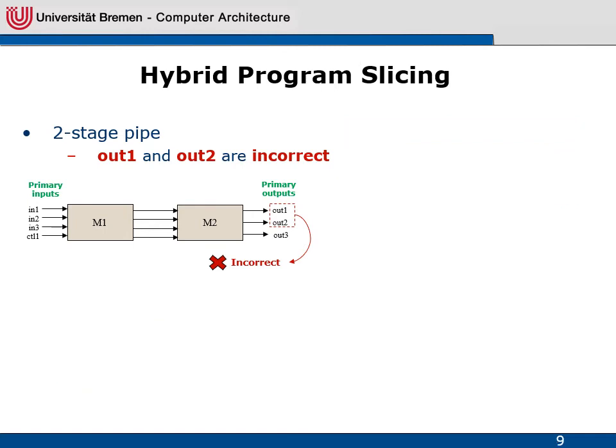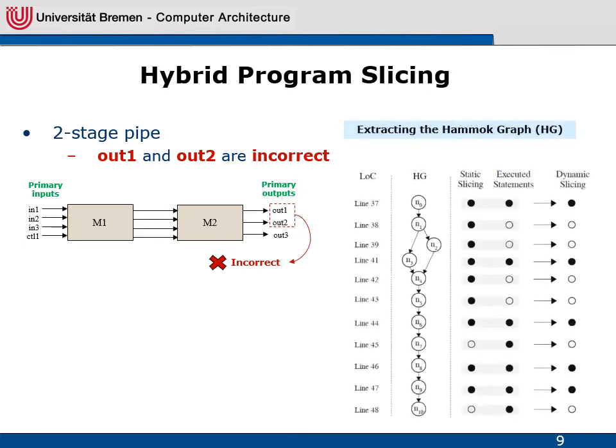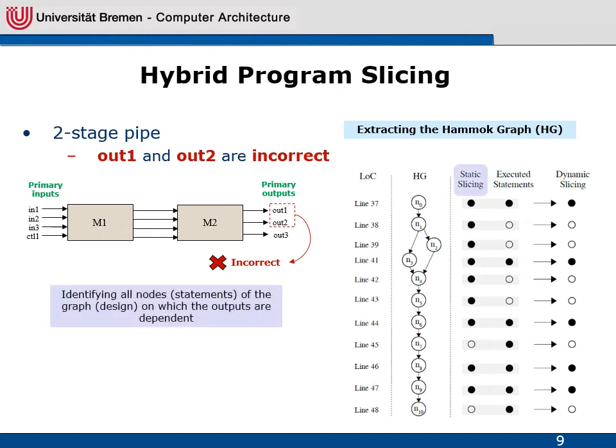In the second step, the homograph representation of the design is extracted by analyzing the abstract syntax tree of the design. The static slicing of the homograph for a set of faulty outputs is performed by identifying all nodes of the graph on which the outputs are dependent. A node in the homograph is considered a dependent node to a given output if the corresponding statement of this node has at least one variable that is located in the cone of the output. Black circles in this figure show statements that influence out1 and out2, while white circles show statements that do not have any impact on them.